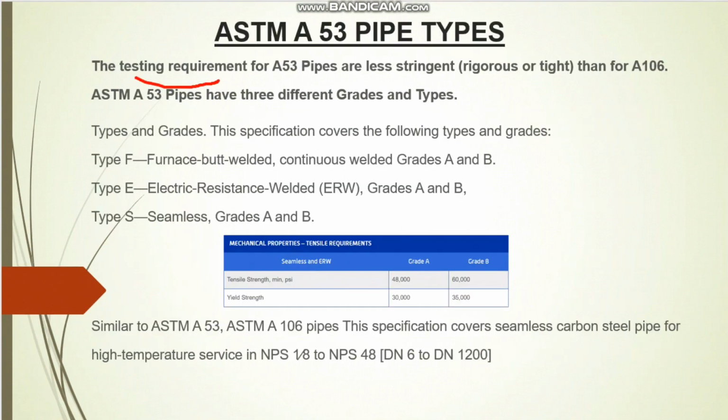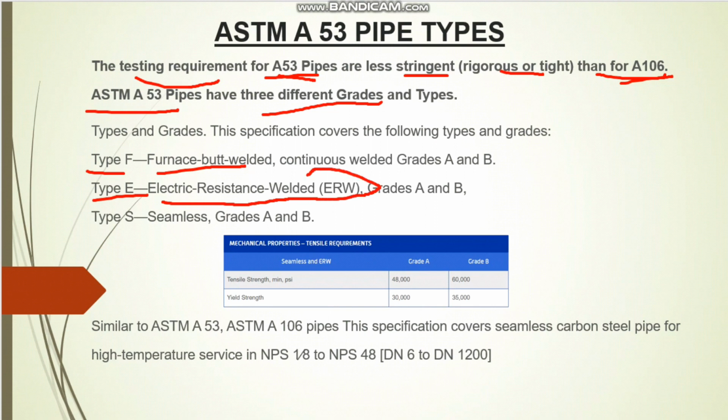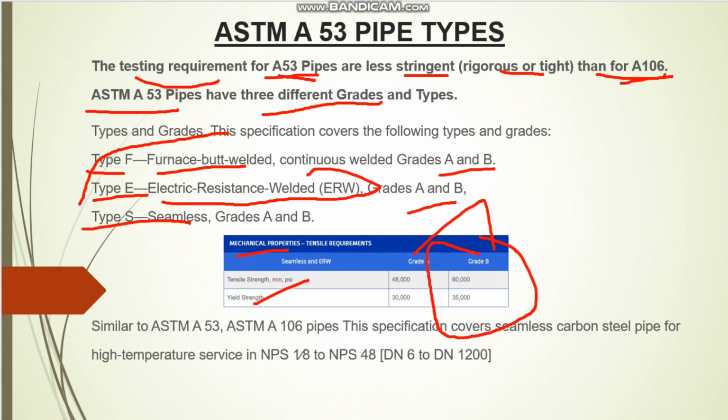The testing requirements for A53 pipes are less stringent compared with A106. That is the reason A53 pipes are cheaper than A106 pipes. ASTM A53 pipes have three different types and two grades. Type F is furnace butt welded, type E is electric resistance welded or ERW, and type S is seamless. The grades are A and B. For mechanical properties, each grade has different tensile strength and yield strength. Grade B has higher yield strength and tensile strength compared with grade A.